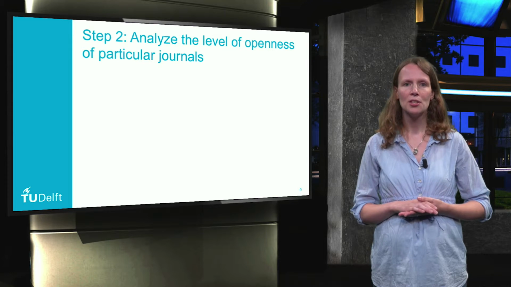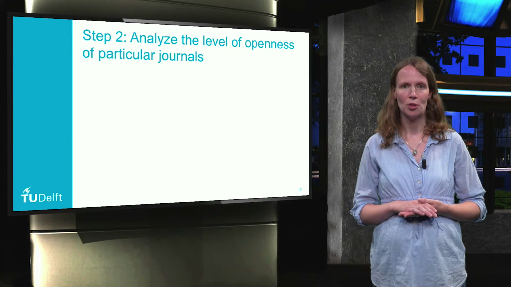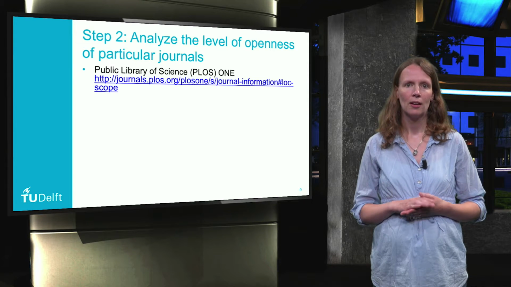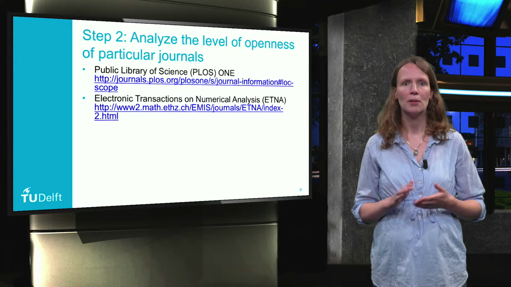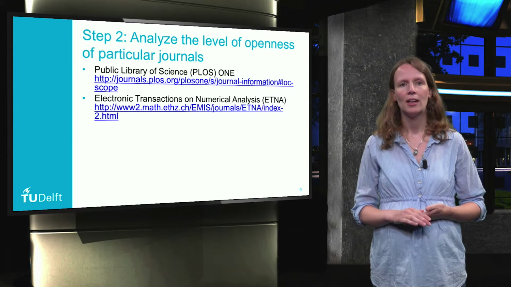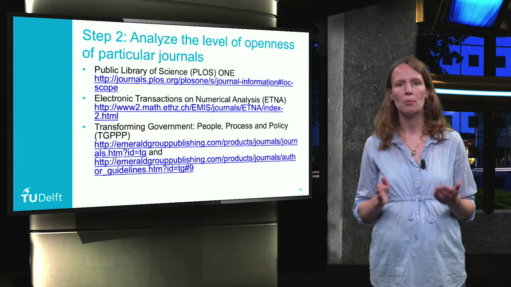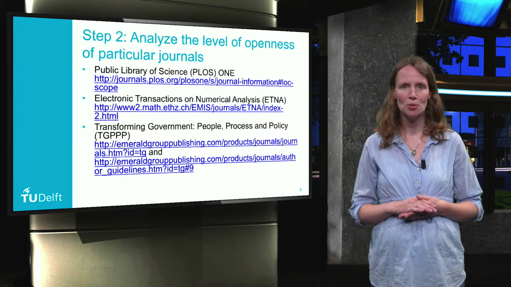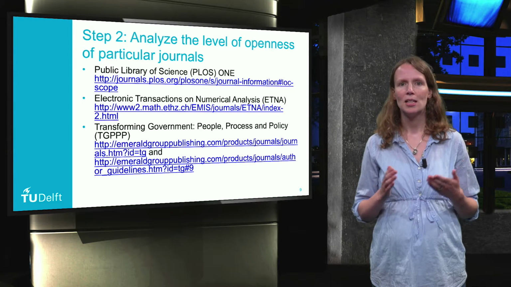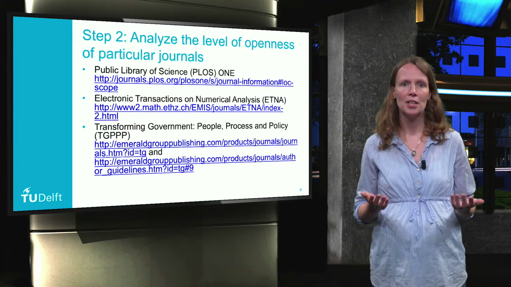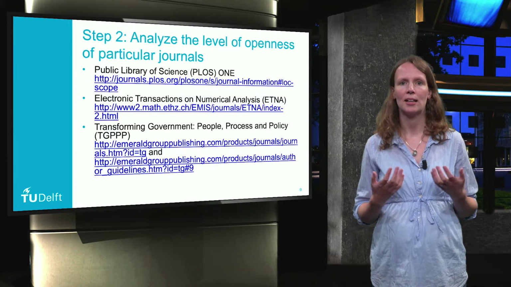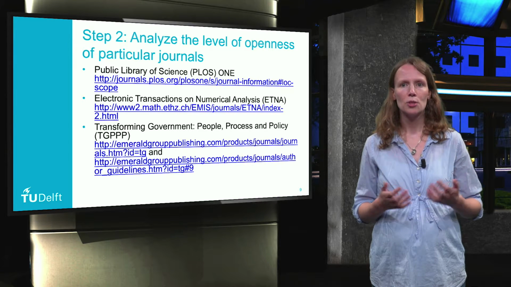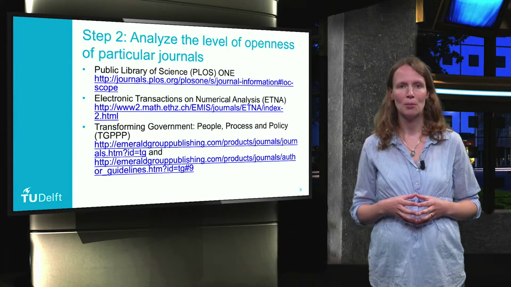Now have a look at the policies for publishing articles in the following 3 journals. Public Library of Science, PLOS 1. Electronic Transactions on Numerical Analysis, or ETNA. And Transforming Government, People, Process and Policy, or TGPPP. Determine for each journal what levels of openness are supported. These may include 1 or a combination of green open access, gold open access and diamond open access, or variations on these. Add your responses to the section on edX devoted to assignment 3, step 1.